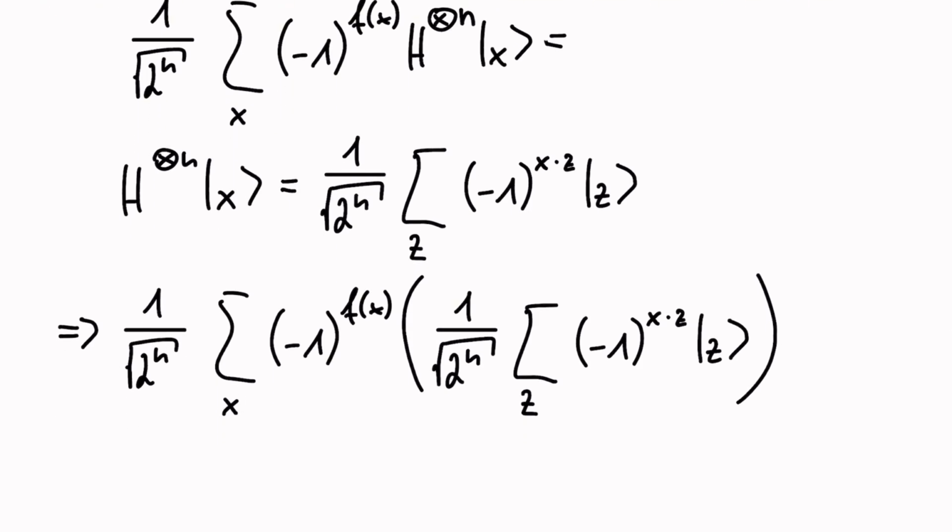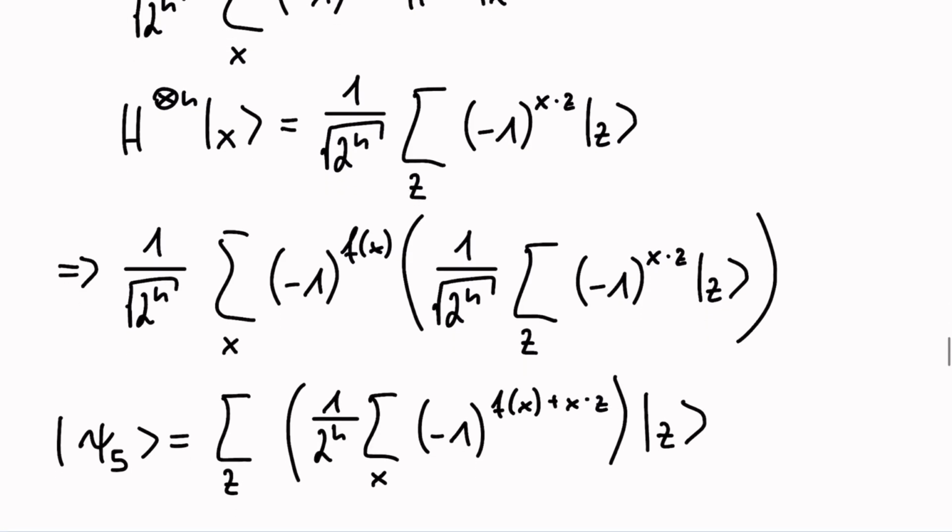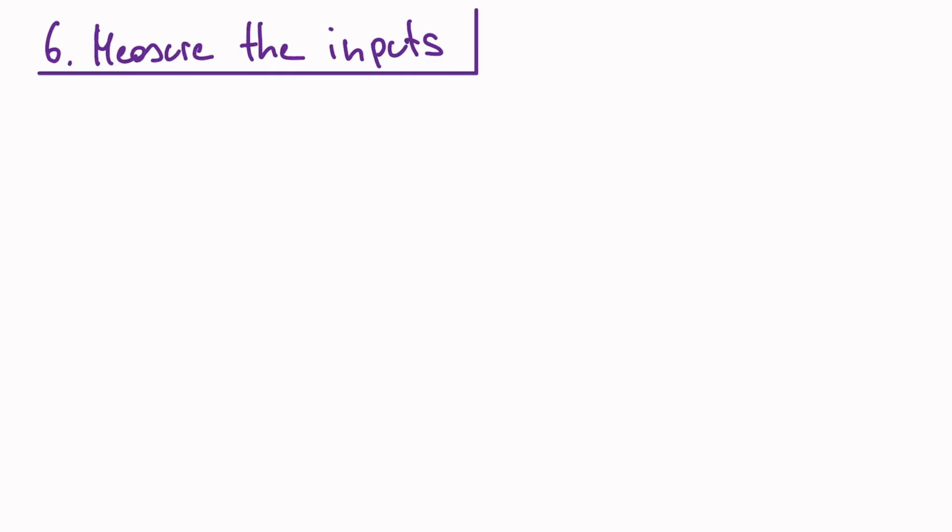And if we now rearrange things a little, we arrive at psi5 equals the sum over c of 1 divided by 2 to the power of n times the sum over x of (-1) to the power of f of x plus x dot c times the state c. For the final step, namely the measurement of the qubits.